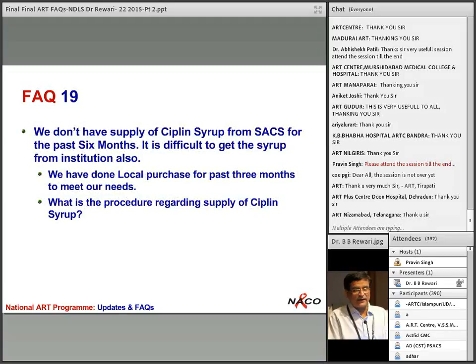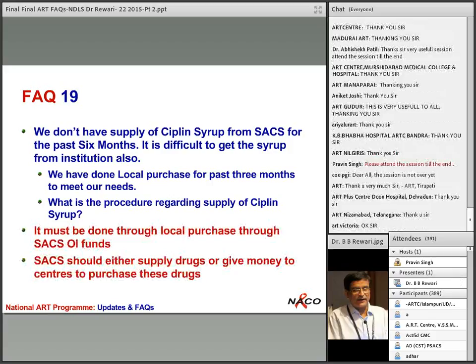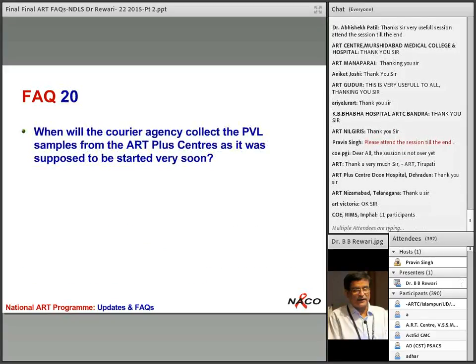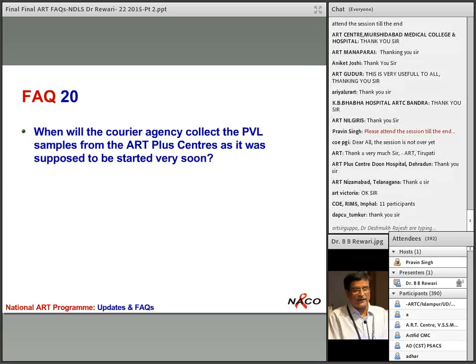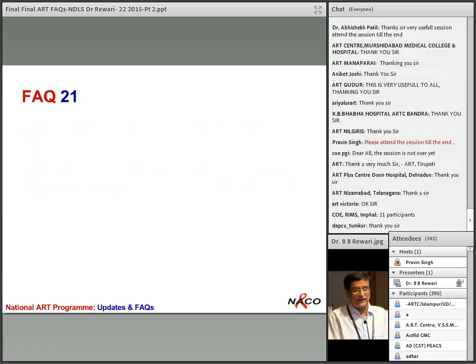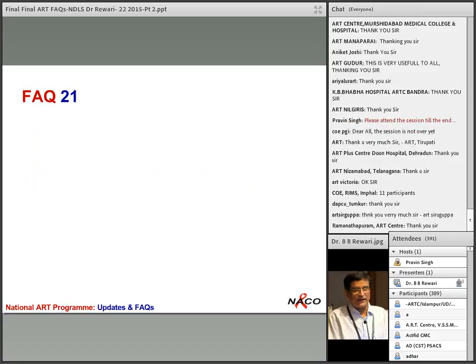Cipilline syrup, if you don't have sufficient supply from SACS, I think the BSD division has now made a tender for the availability of cipilline syrup, and this is being sent to all ART centers. SACS can also purchase this using AIT. When will the courier agency collect the PVL samples? This is under, again, a transport agency is being hired, expression of interest has been put up, but still the agency and the rates for this transportation are not finalized.